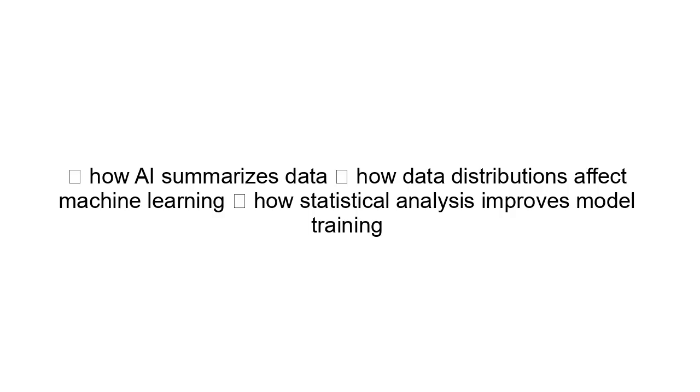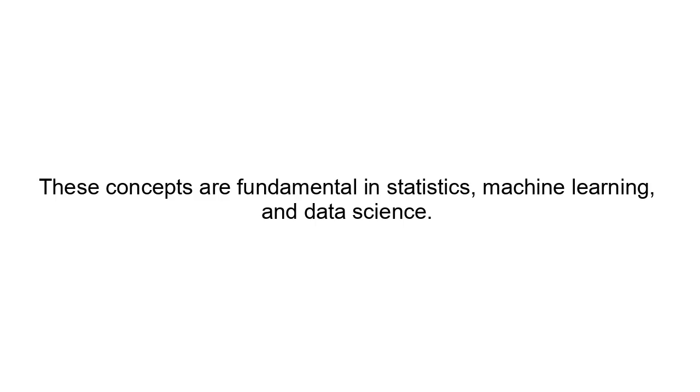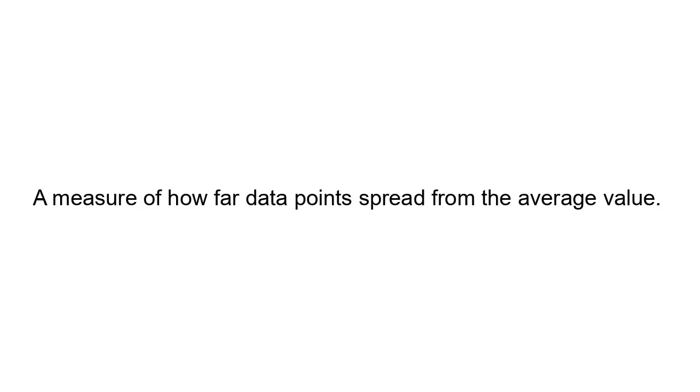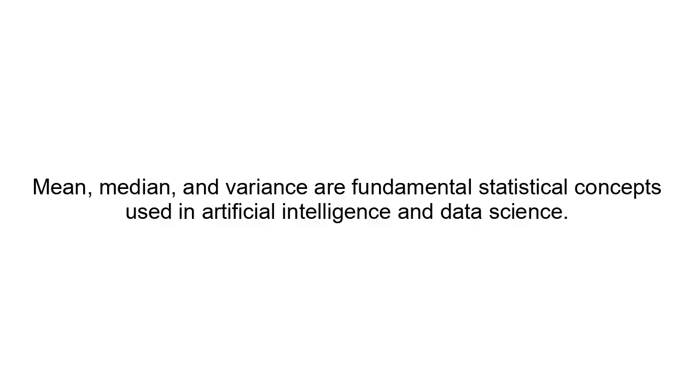Concepts learned from mean, median, and variance. Understanding these measures helps beginners learn how AI summarizes data, how data distributions affect machine learning, and how statistical analysis improves model training. These concepts are fundamental in statistics, machine learning, and data science. Simple definitions. Mean: the average value of a dataset. Median: the middle value when data is arranged in order. Variance: a measure of how far data points spread from the average value.